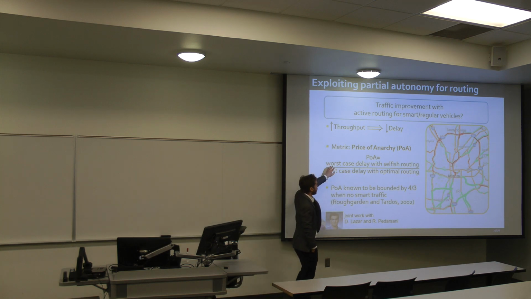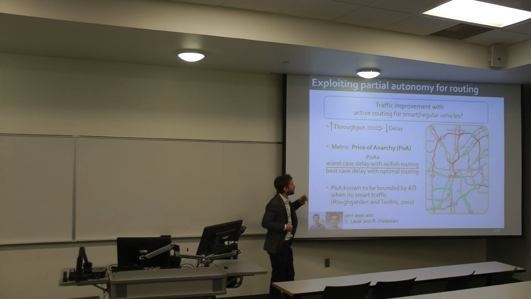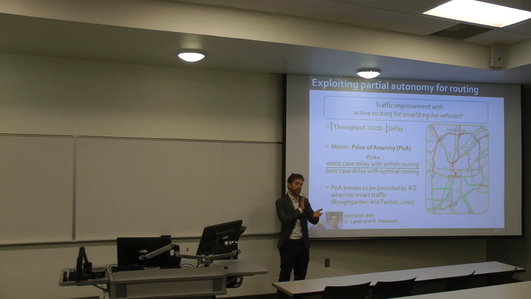We want to know what would be the worst case delay if everybody was acting selfishly, both autonomous vehicles and regular vehicles, and what could be the best case delay if we optimally routed regular vehicles and autonomous vehicles. And the important part here is that, because delay is now a function of the mix of autonomous and regular vehicles, we have this extra variable we can play with. We could send regular vehicles differently than we send the autonomous vehicles, right?